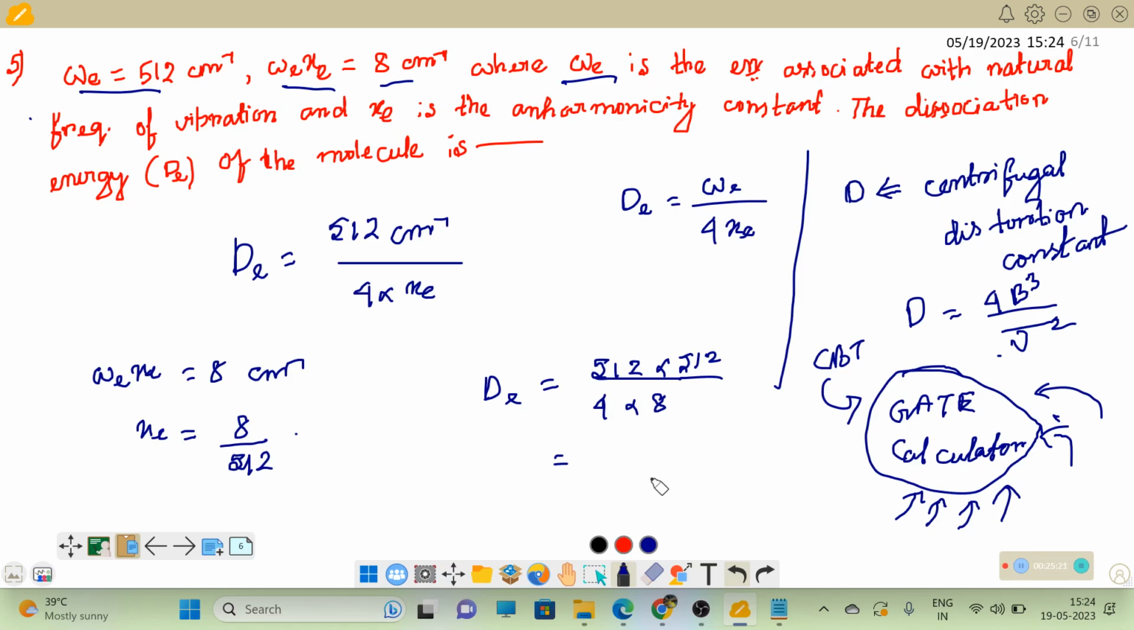So the answer is 8192. This question is only about memorizing things. What is the value? Many of you don't know, and many of you know this formula. If you don't know, you can note this, and also this centrifugal constant, and the dissociation energy as well. Okay. Coming to the next question.